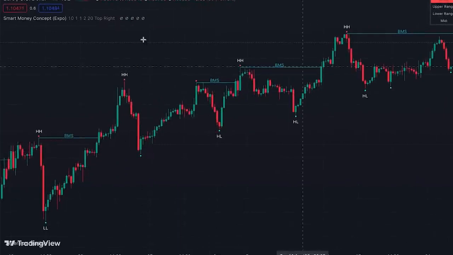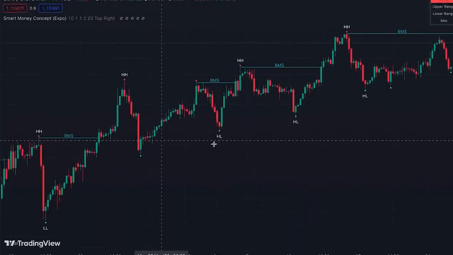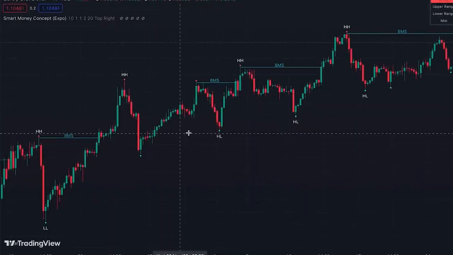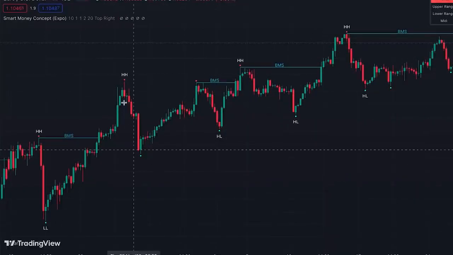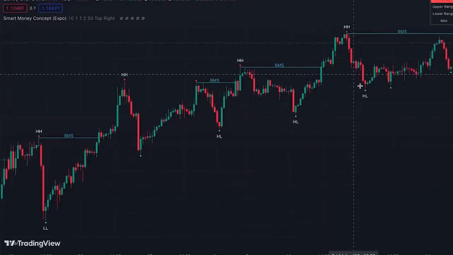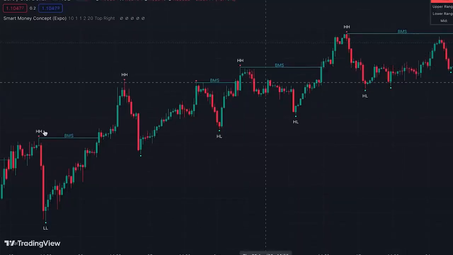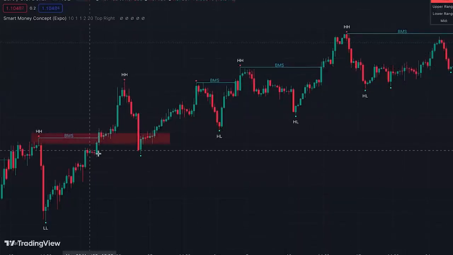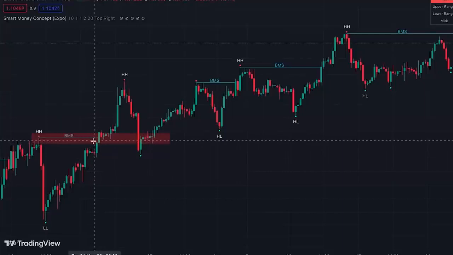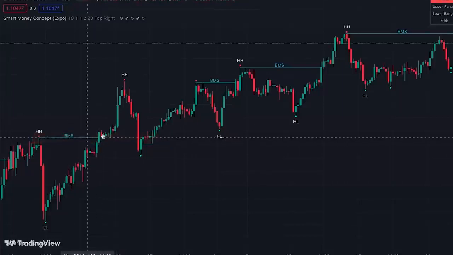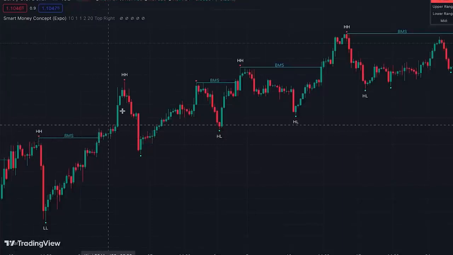In uptrends, we have higher highs and we have higher lows, and you can see that this indicator is perfectly showing them. HH for higher high and HL for higher low. Each of these higher highs creates a supply zone, which means that we expect increased supply in this area. So there is a probability of the price declining when the price hits this level. And when this level is broken, I mean the previous higher high, this means that the uptrend is actually developing.